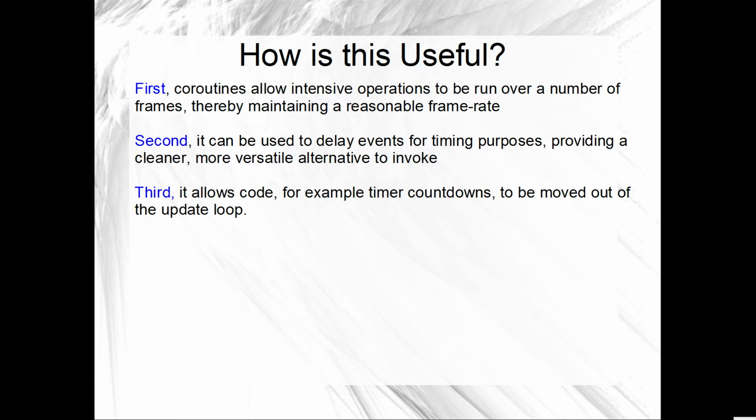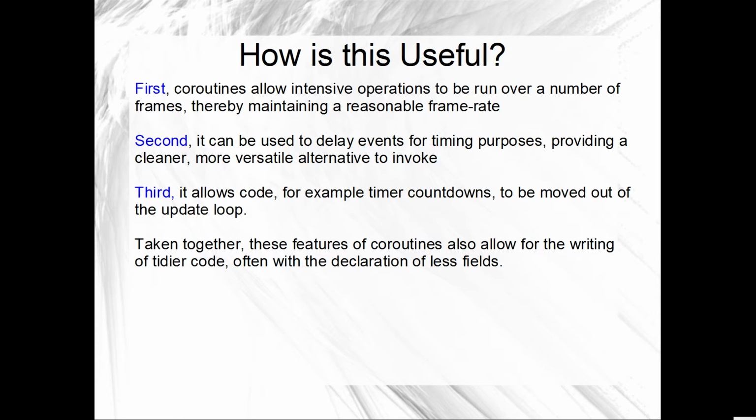Third use of coroutines. It allows code, in particular things like timer countdowns, to be moved out of the update loop. So rather than checking if you want to count down a certain thing in the update loop, or calling a method to count it down, you can just start the coroutine and that will take care of that. It can help you unclutter your update loop if there's a lot of things in it, and it is also apparently slightly more performant than calling things from the update loop.